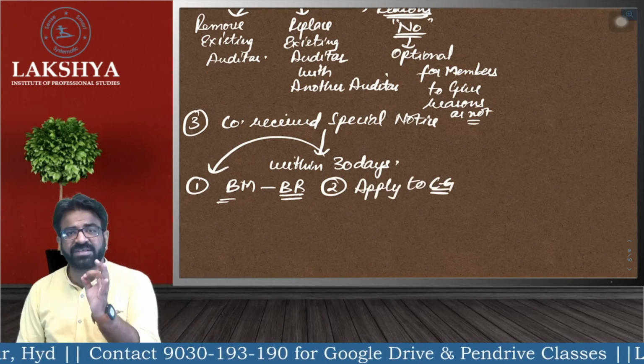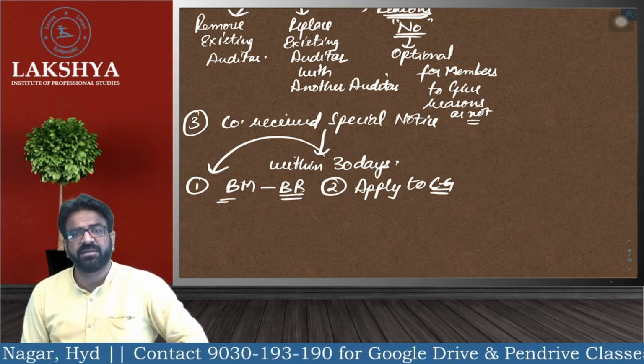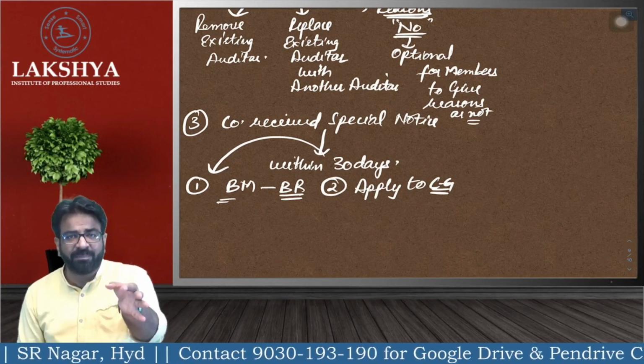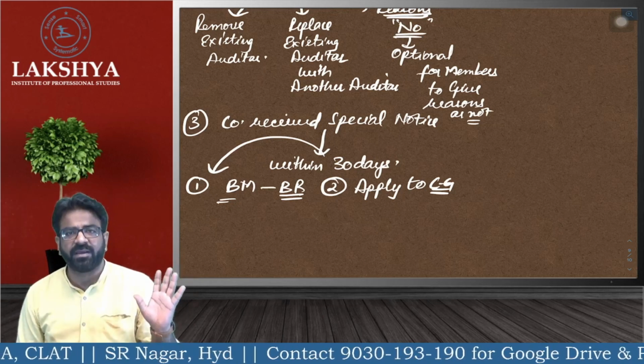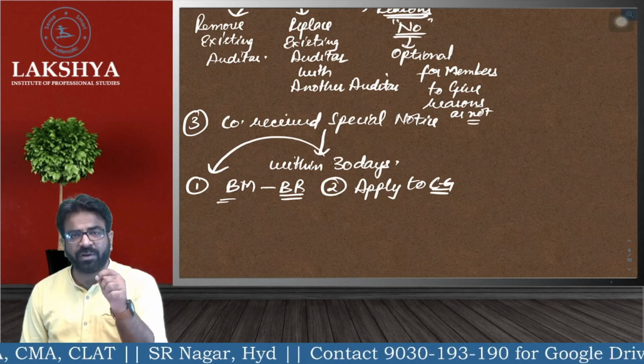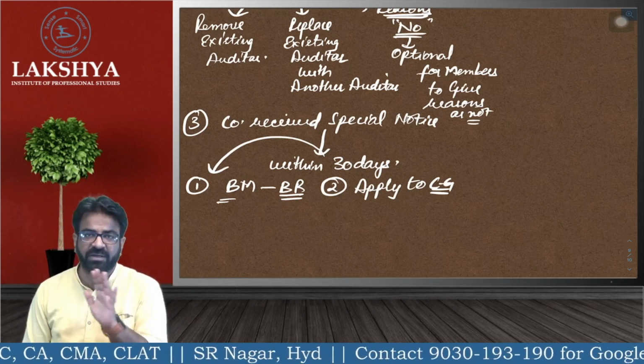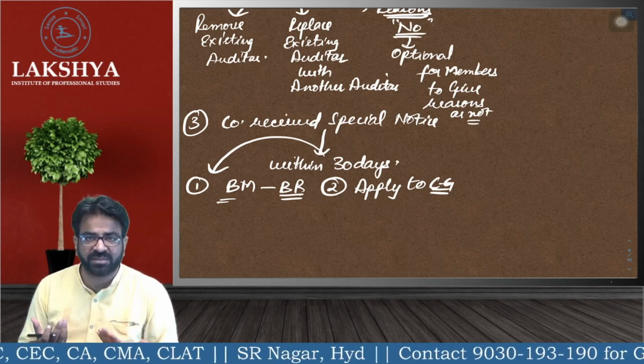Sir, removing a statutory auditor is not a simple task. It is not like a fly in your tea, which falls in and you take it out and throw it away. Are you getting the point? Removal of an auditor before the expiry of the term is a very difficult task. There are so many procedural things you need to do.